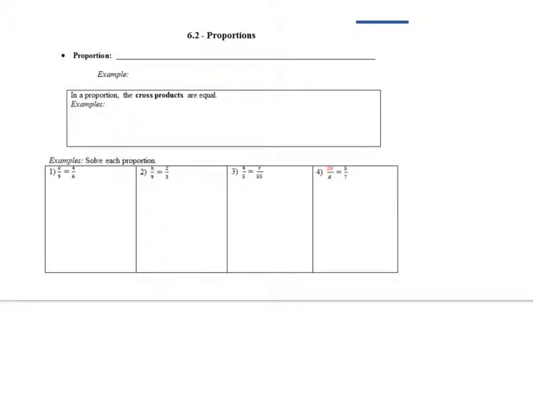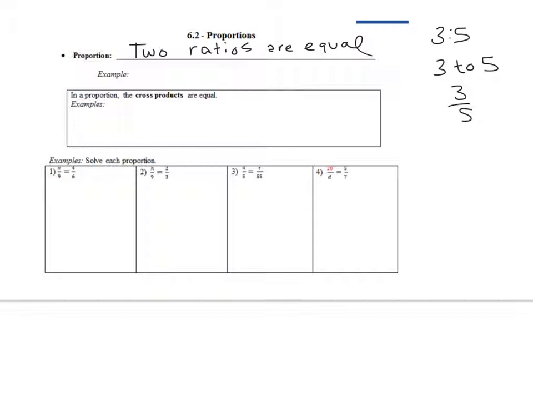A proportion is when two ratios are equal. So in a ratio, remember, you can write it as 3 to 5, writing the word "to" in between, or 3 out of 5. So when we're writing a proportion, we're going to write the ratios using this form.